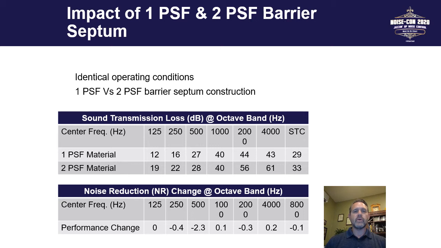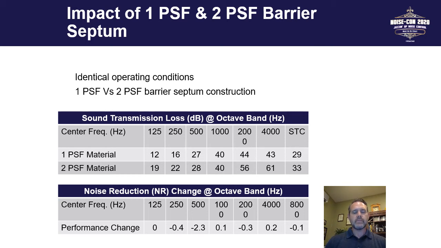The third goal was to look at the impact of 1 pound per square foot and 2 pound per square foot barrier septums, to change the construction and increase the density to see if there was any difference. Just like the first two setups, this setup was exactly the same. A broadband noise was placed inside of the unit, with exactly identical operating conditions, and the only difference was the change in the barrier septum construction.